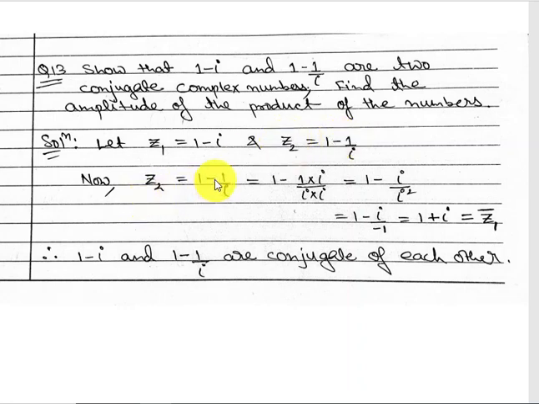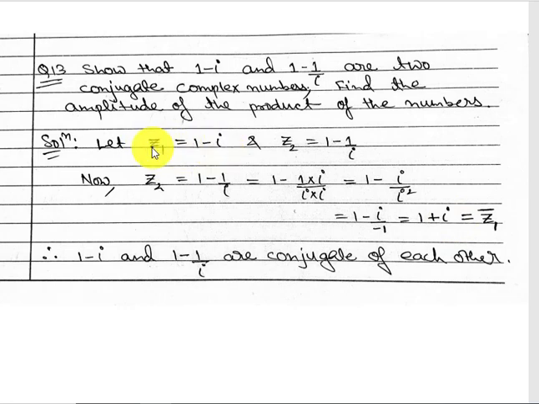So Z2 is equal to 1 minus 1 upon i. Rationalize it, since I want to remove this i from the denominator. So I get 1 minus i upon i square. I know that i square is minus 1. So I get 1 minus i upon minus 1, which is equal to 1 plus i. Now if you observe, Z2 is coming 1 plus i, and what is your Z1? Your Z1 is 1 minus i.